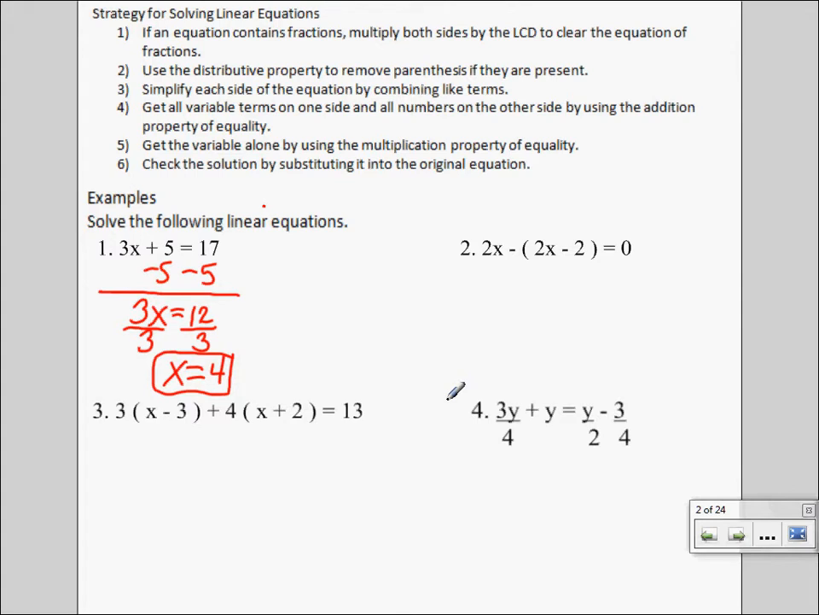Okay, moving on. For number 2, we have 2x minus the quantity 2x minus 2, all that equals 0. So to get started, the first thing you'd like to do is you see this negative out in front of the parentheses. You can think of that as just a negative 1, and you want to distribute that using the distributive property across everything inside the parentheses.